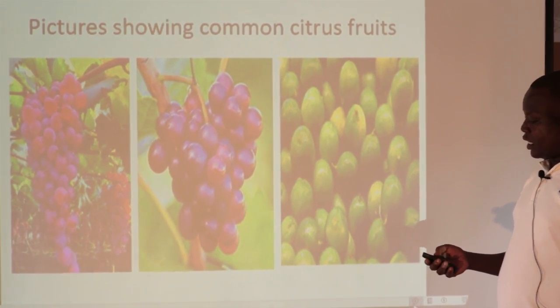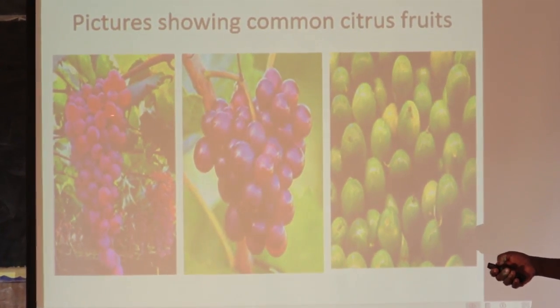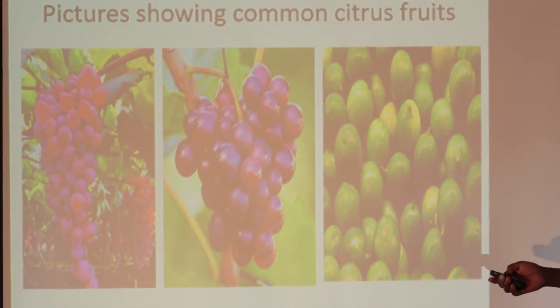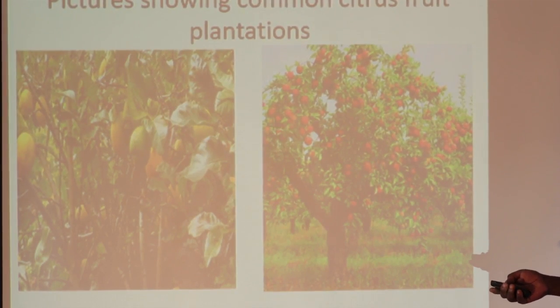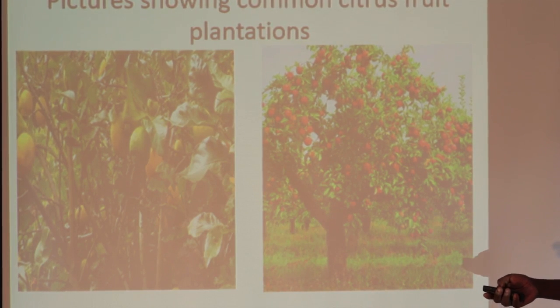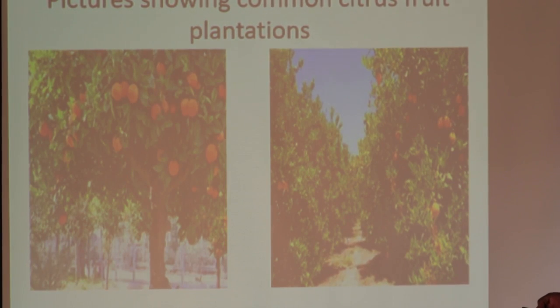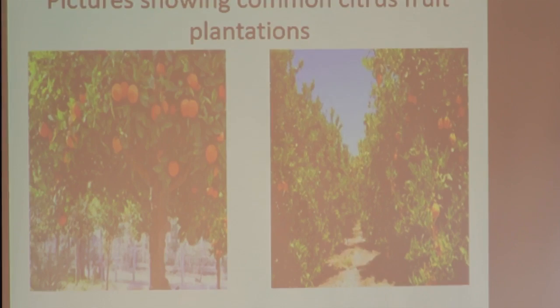On the other side here, you will see that those are the grapes. We also have the tangerines here. These are some of the examples. We have the oranges, we have the apples. This is how they look like. Then we have the plantations. They are commonly grown in plantations in the Mediterranean lands of Africa.